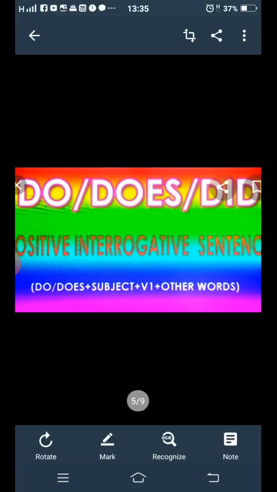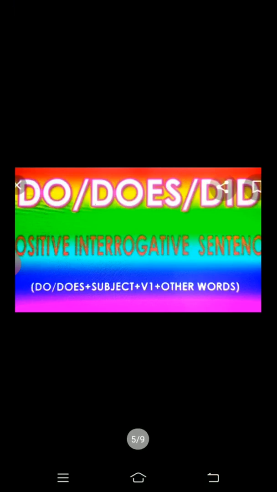For example, she plays table tennis. The subject here is singular, she. So what am I going to add? Does. To make my sentence interrogative: does plus the subject, that is she, plus the base form of the verb, which is play. Does she play table tennis?